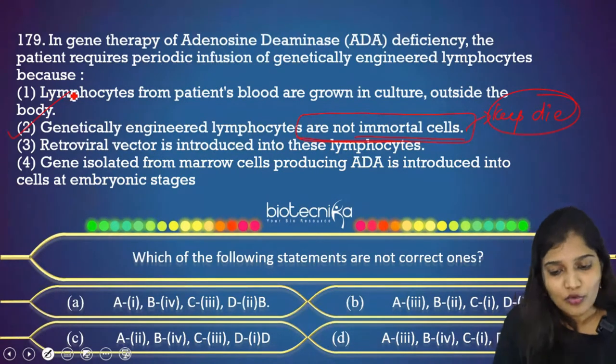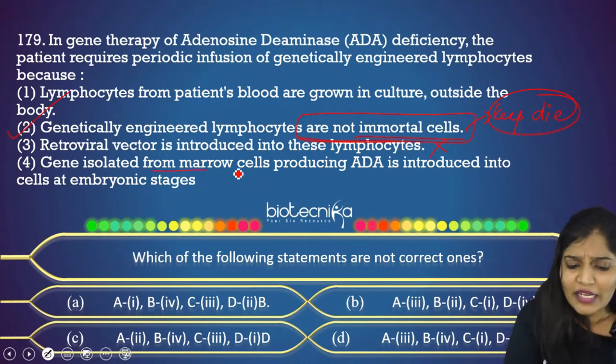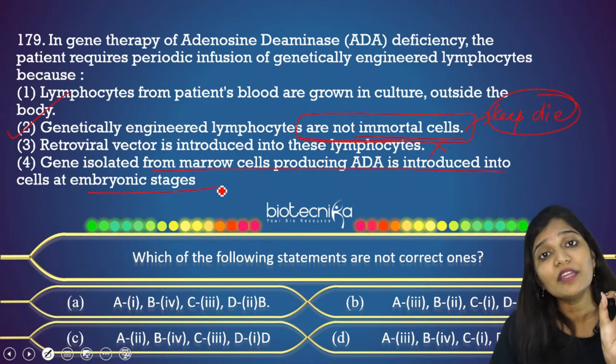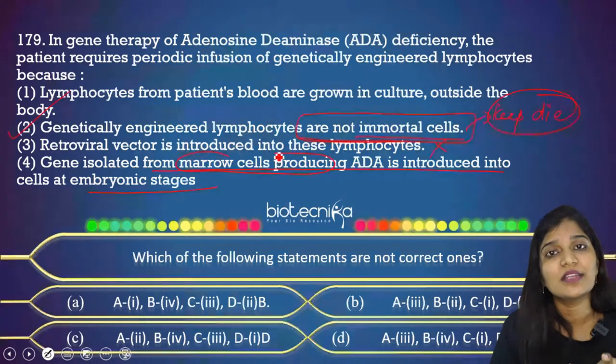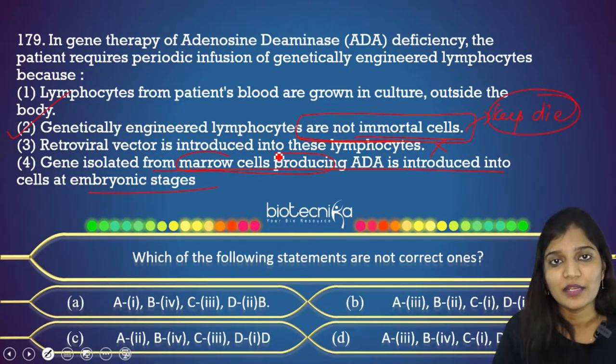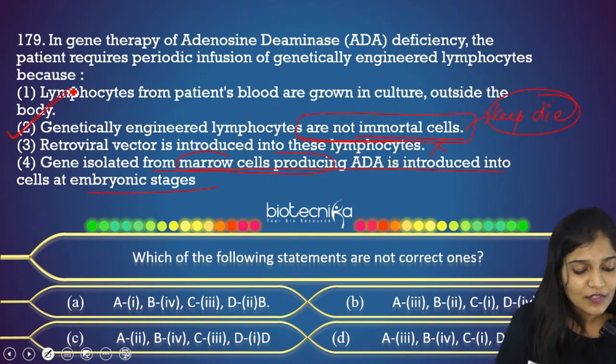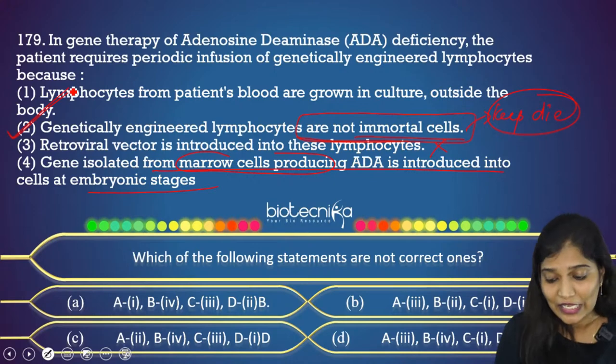The third answer is wrong. The fourth option, it is not because we are introducing in the embryonal stage. If you introduce this at the embryo stage itself, there is no need to introduce lymphocytes because the baby will be normal as always. So the correct answer for this question is the second one, right? Yes.